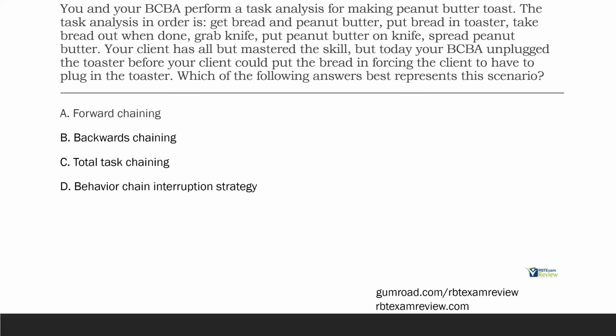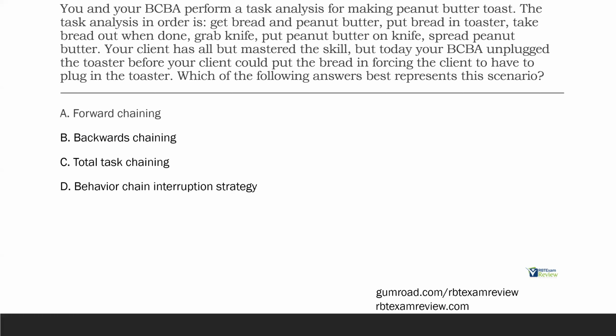You and your BCBA perform a task analysis for making peanut butter toast. The task analysis in order is get bread and peanut butter, put bread in toaster, take bread out when done, grab knife, put peanut butter on knife, spread peanut butter. Your client has all but mastered the skill, but today your BCBA unplugged the toaster before your client could put the bread in, forcing the client to have to plug in the toaster. Which of the following answers best represents this scenario?